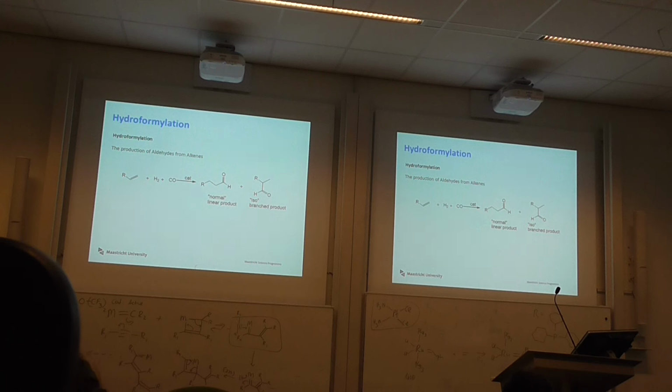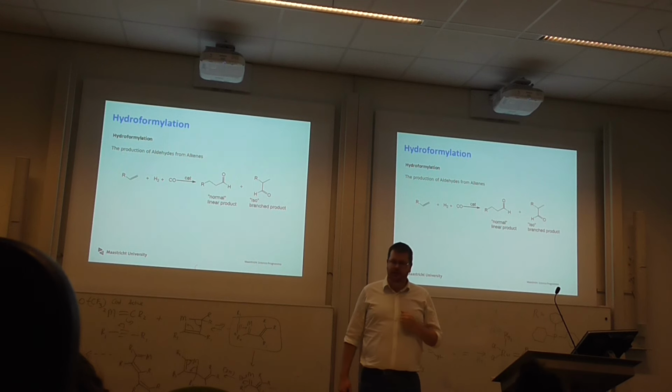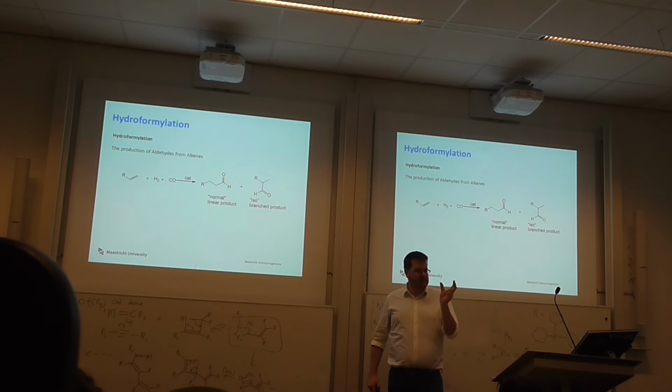So in hydroformylation of alkenes, we always distinguish between N and iso. N is just the normal linear carbonyl, right, where the CO is installed at the end, and iso is where it's installed in the second last carbon. And hydroformylation is really about controlling the N to iso ratio of the hydroformylation process.